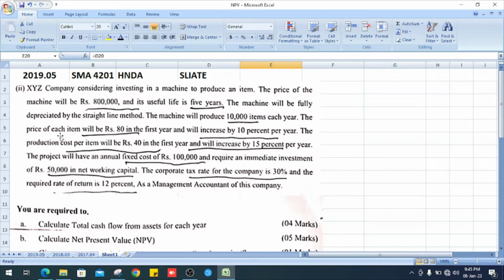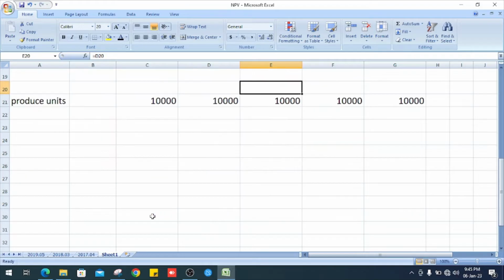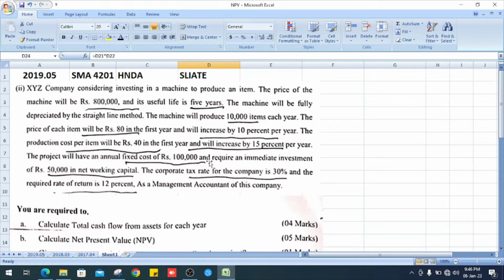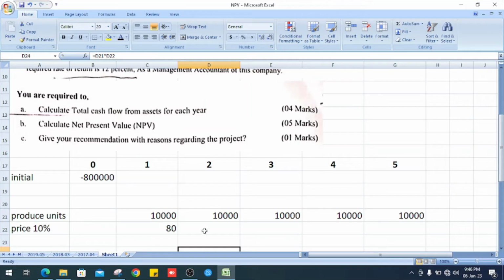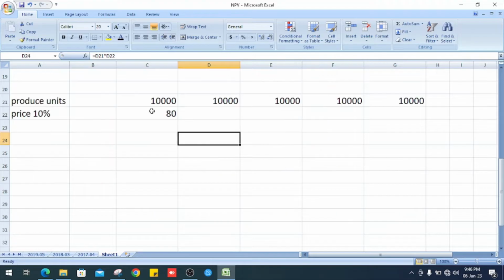The price of each item will be 80 rupees in the first year. Our price is 80 in first year. And will increase by 10% per year. It will be increased by 10%. So the 80 into 110%.